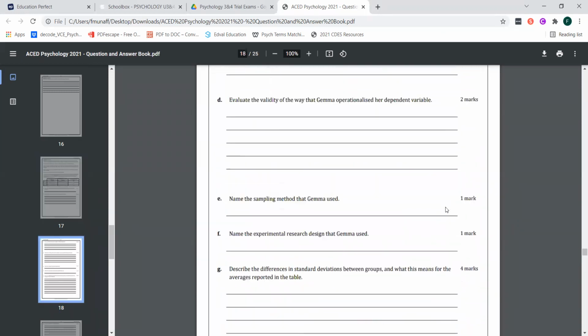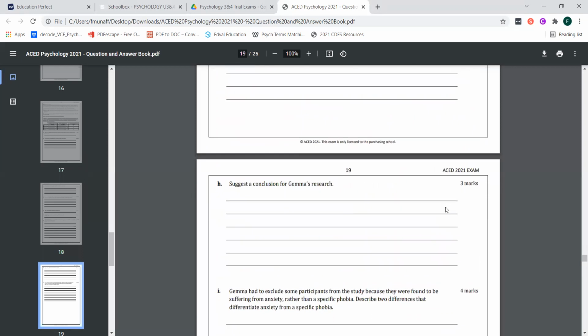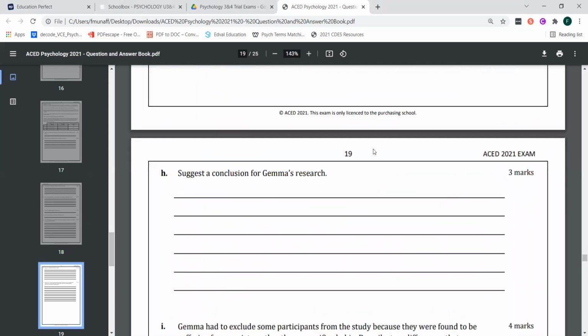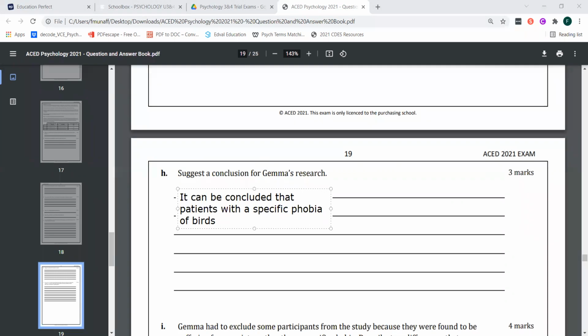All right. So let's go back to our conclusion. Okay. What we would write here, let me just get my little text box out. Annotate text box. Okay, so what we can say here is that it can be concluded, or it was concluded. You don't even have to write it can be concluded, but we'll just include it. It can be concluded that patients with a specific phobia of birds. And then we just basically talk about the intervention.